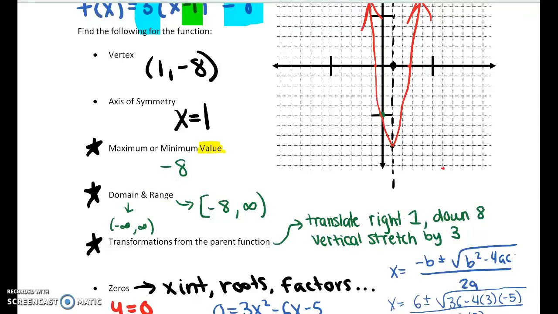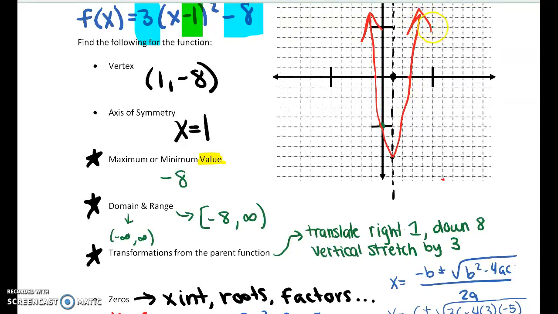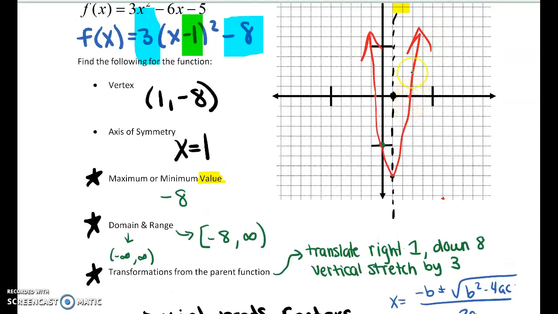Domain, keep in mind that this graph has arrows pointing at the end, so it's not going perfectly vertical. It's going to keep going in this general direction of expanding wider, which means that if it did that forever, it would hit all x values in both directions. And that's why the domain is -infinity to infinity. Range, we're talking about y values. So the lowest y value is -8. And then the arrows point up forever, so the highest one will be infinity.